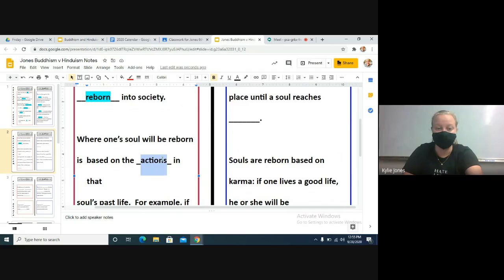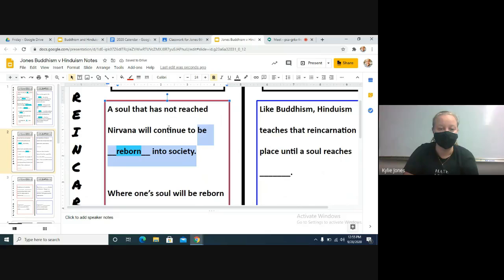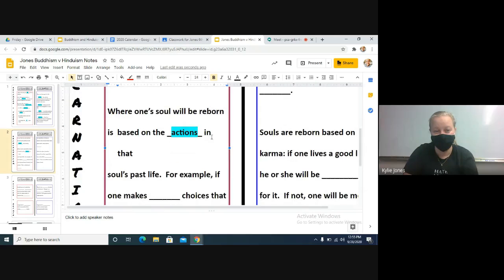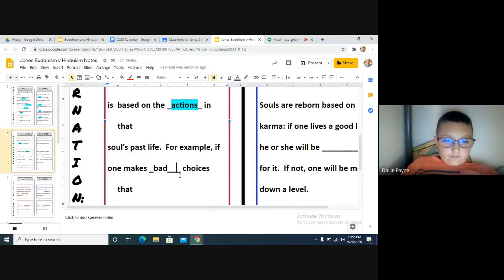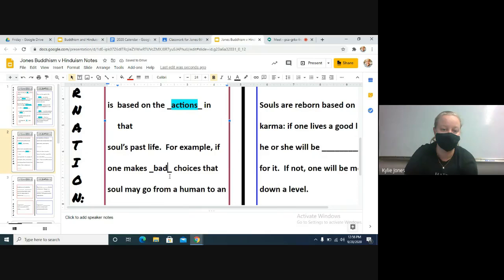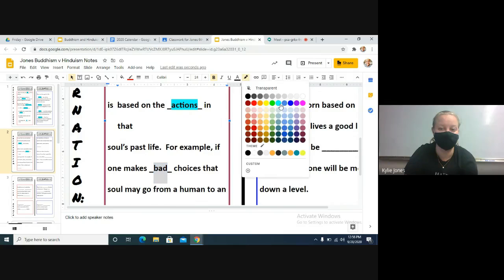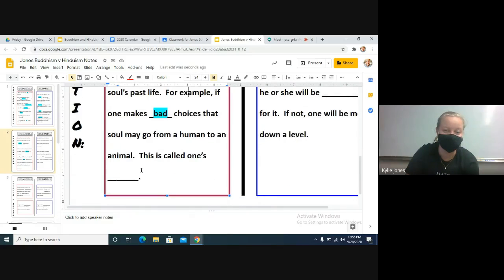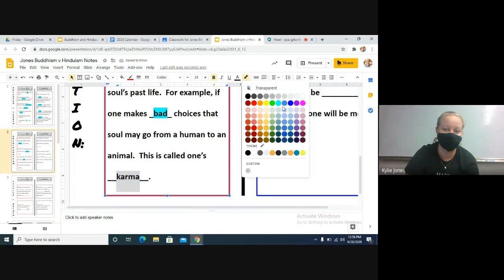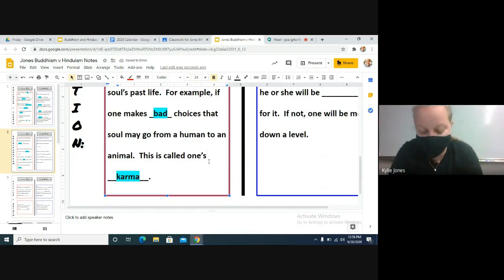Our next blank there is the actions. So the actions that you have in this life will affect how you are reborn. All right, and then, for example, if you make bad choices, maybe you'll come back again as an animal that won't be food. If you make bad choices, your soul may go from human to animal, and that's called your what? Karma. That's karma in action. Okay, so there's those four from that slide.